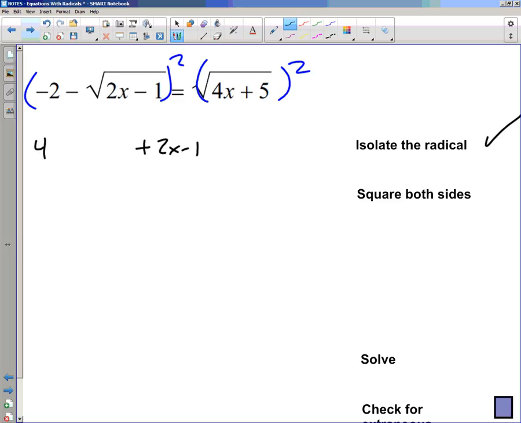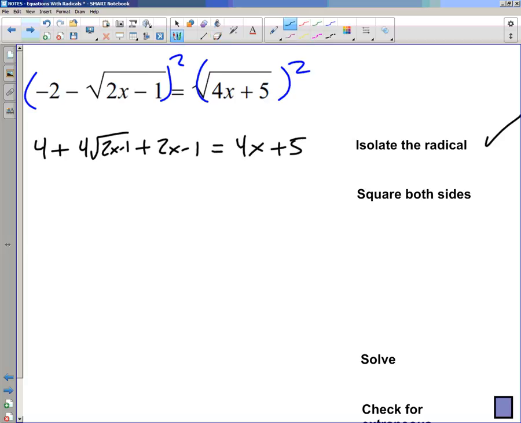Now, for a middle term, we need to multiply 2 times the first term times the second term. Notice that we have a negative here and here. Those are going to cancel, leaving us with a plus. 2 times 2 is 4, and then we have to have this radical in here as well, 2x minus 1. The right-hand side is going to be easier to square because it just contains a radical. The square will cancel with the radical, giving us 4x plus 5.